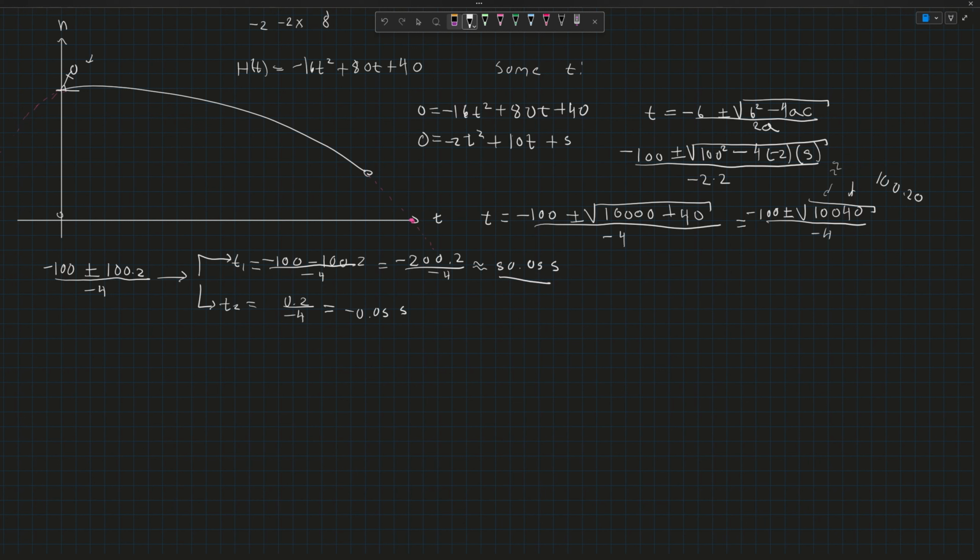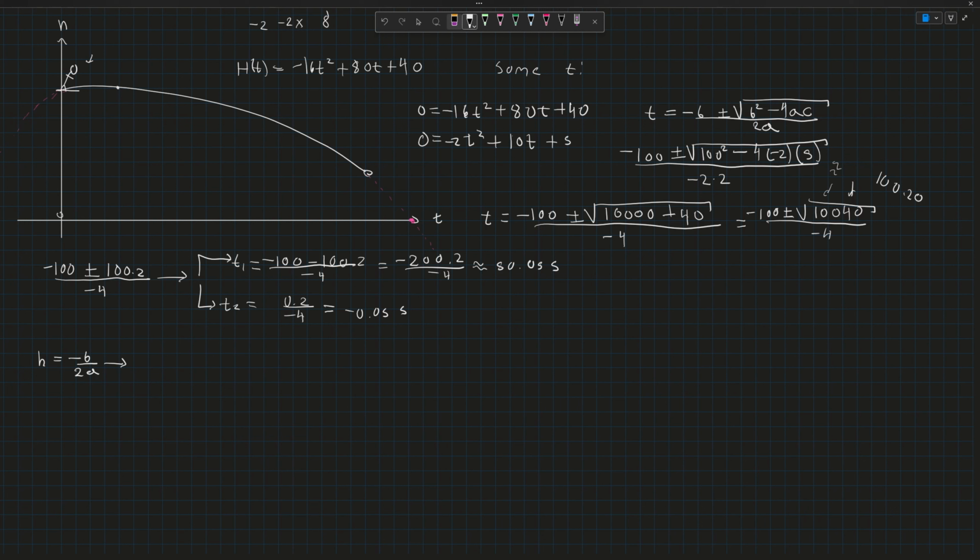So we know that at this point, the ball is going to be hitting the ground because, again, the height is 0. But what if instead I wanted to ask you, okay, what's the highest point? What's the vertex? Well, the highest point is just given by negative b over 2a.